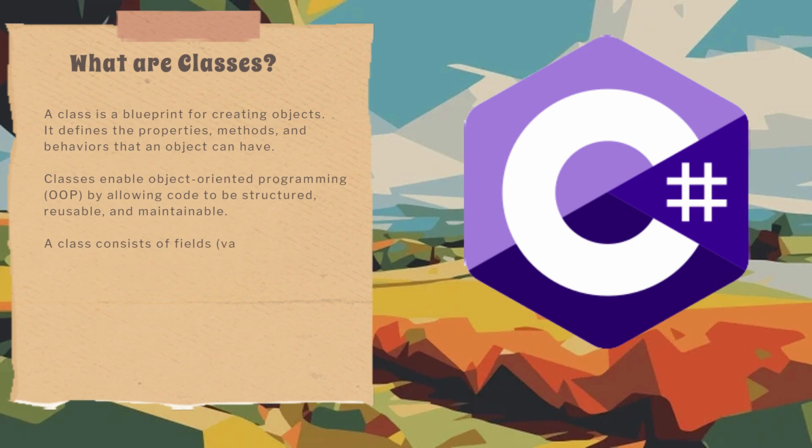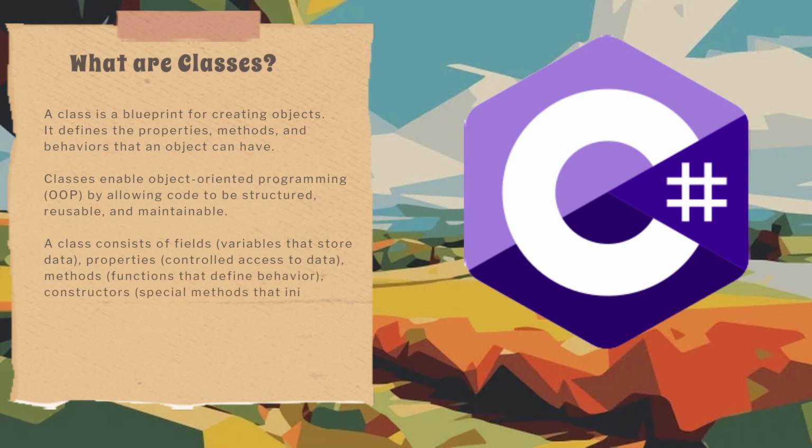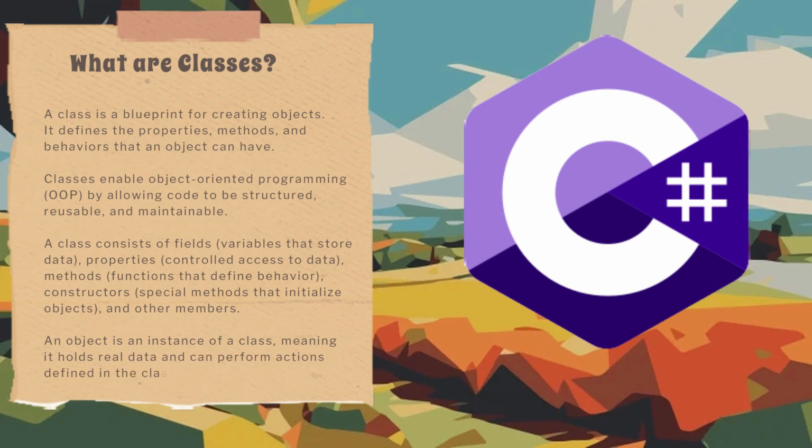A class consists of fields, variables that store data; properties, controlled access to data; methods, functions that define behavior; constructors, special methods that initialize objects; and other members. An object is an instance of a class, meaning it holds real data and can perform actions defined in the class.